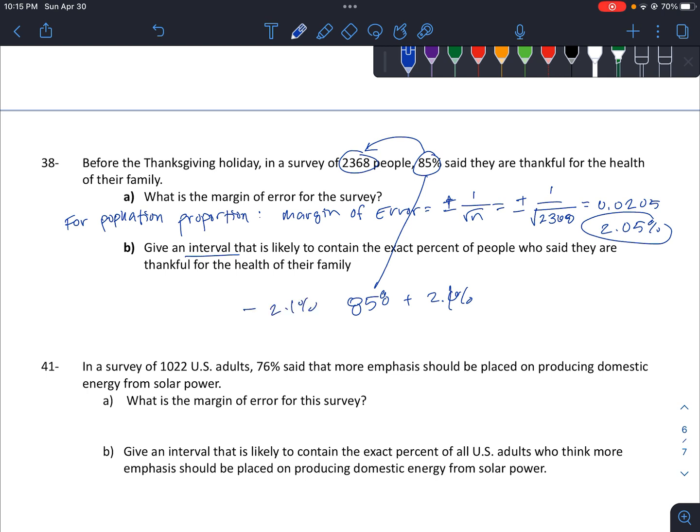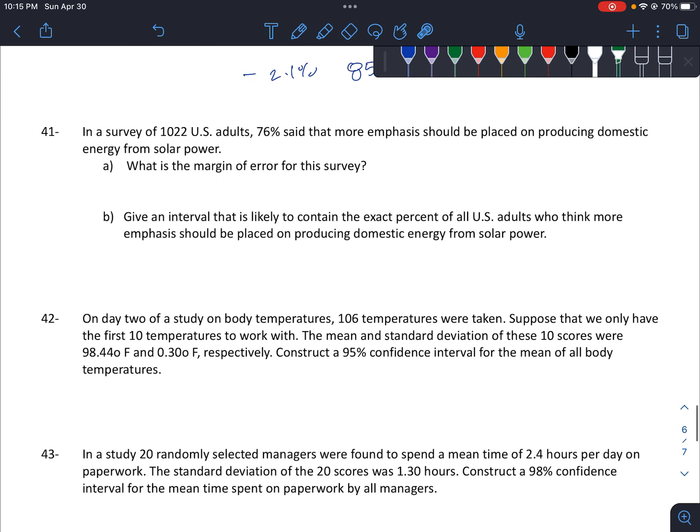So whenever you do that, you're going to get somewhere between 82.9% and 87.1%. So that's your interval for the population proportion. So all I did was take the 85% that we had here and added the 2.1, the margin of error.